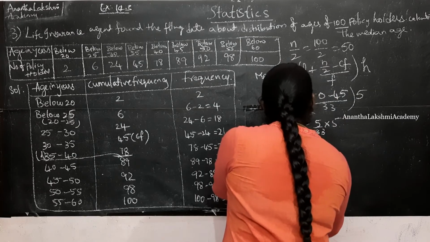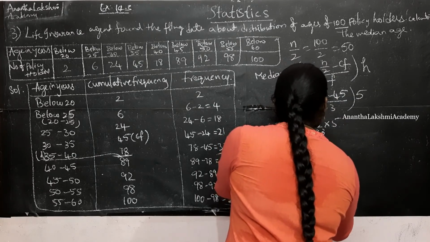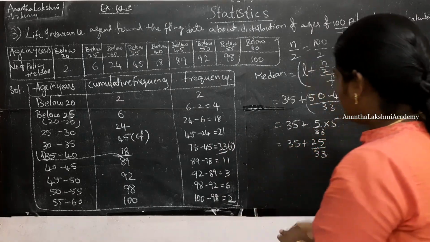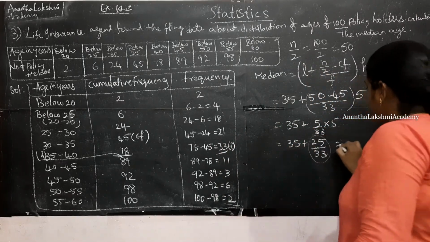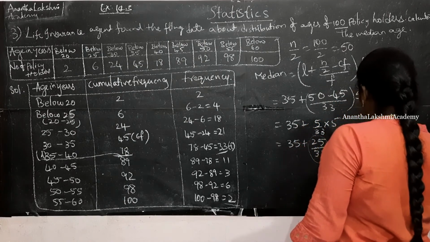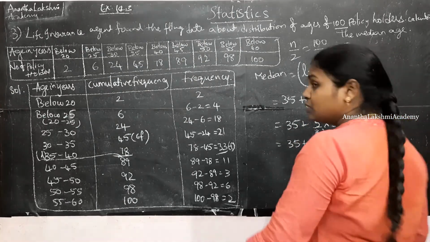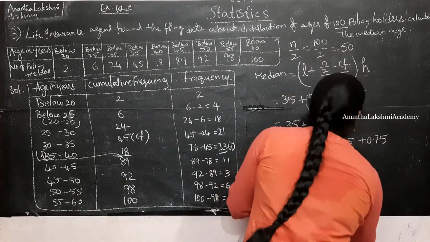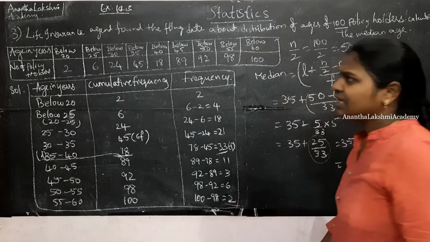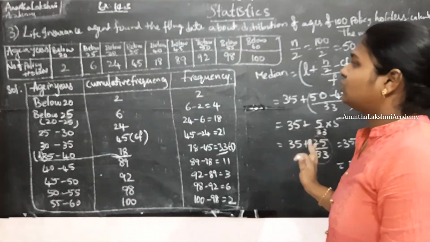35 plus 25 by 33. If you solve this fractional part, you are going to get somewhere around 0.75 and so on, it goes on. So the solution becomes 35.75. So that is how we need to figure out the median.